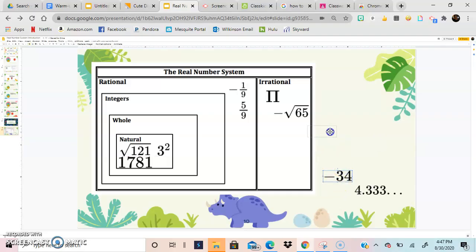Negative 34. Well, it is rational, but it's also a whole number. It's the opposite of a whole number. So it's going to be an integer. 4.3 repeating. 4.3 repeating is going to go as a rational number because it's got a repeating decimal.